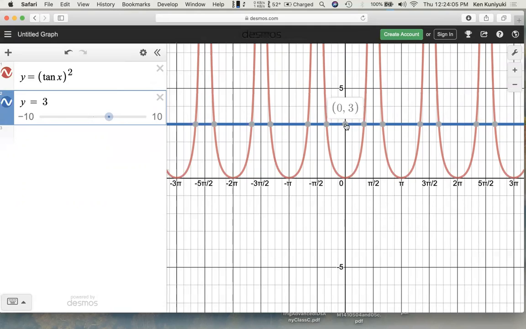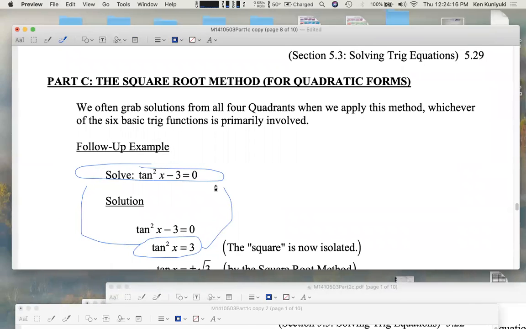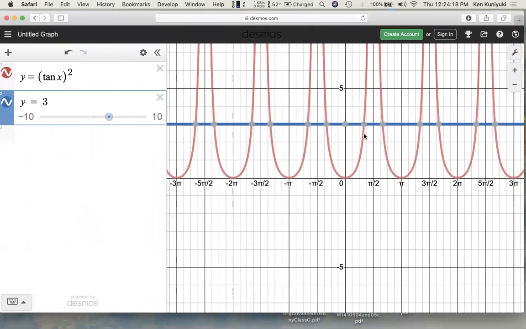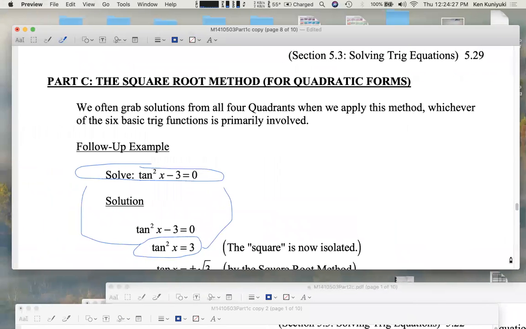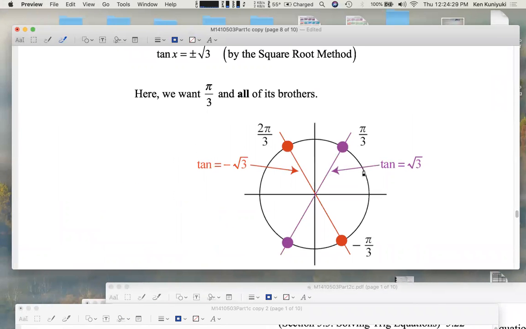Now this intercept is not a solution point, by the way. But where do we get solution points for this system? The solutions to this equation and this equation will be x-coordinates for these intersection points. Look over here. Pi over 3 comma 3. Of course, the y-coordinate is 3. Pi over 3 is a solution.